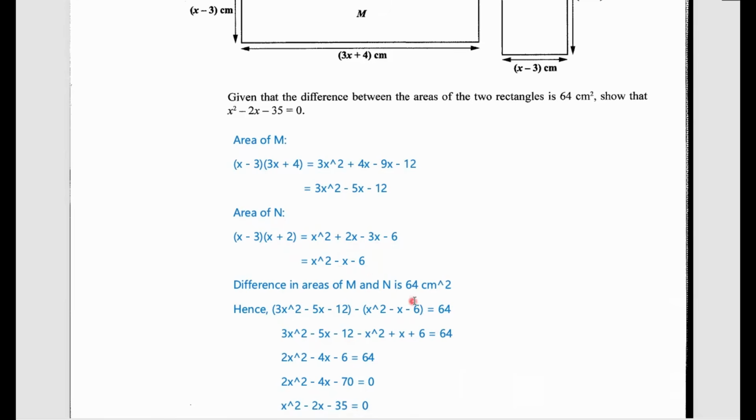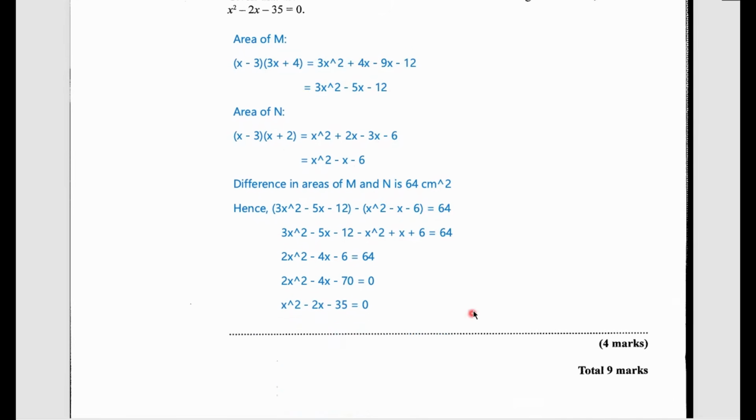Now the difference in the areas, it says 64. So what we are doing is that the area of M subtract the area of N will give me 64. So you have 3x squared minus 5x minus 12, subtract x squared minus x minus 6 in brackets, equals 64. What will that give us? You bring down the 3x squared minus 5x minus 12. But then you have minus x squared. And then minus 1 minus is a plus, so it's plus x. And minus 1 minus here is plus, so you have plus 6.